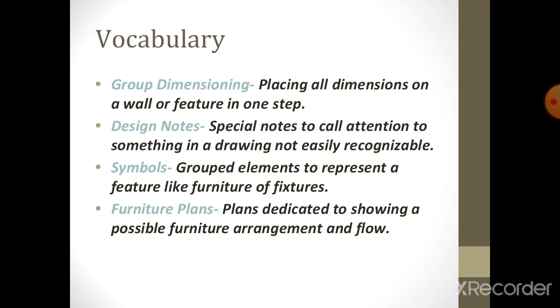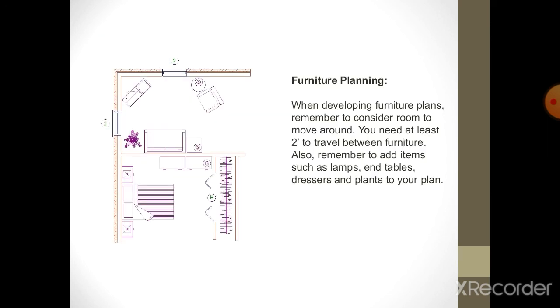Okay, so symbols. So, these are a group of elements to represent features like furnitures or fixtures, and furniture plans. So, those are plans dedicated to show possible furniture arrangement and flow. So, somehow, para ka na rin interior designer dito. Okay? So, we have here furniture planning.